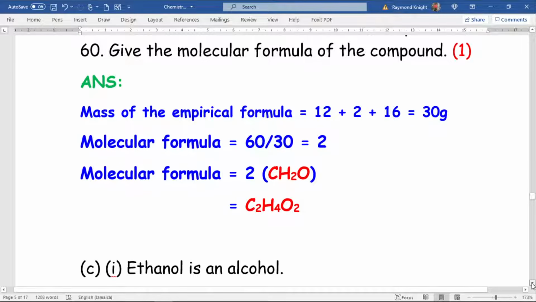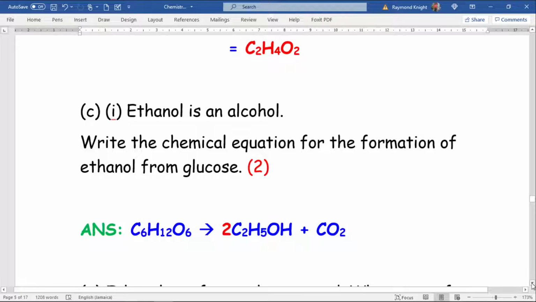All right, great. Now part C1: ethanol is an alcohol. Write the chemical equation for the formation of ethanol from glucose. Remember from biology class, glucose will undergo anaerobic respiration by yeast to produce ethanol and carbon dioxide, plus some energy, of course. We know that ethanol is C2H5OH, and you balance the equation by putting a 2 in front of the ethanol.